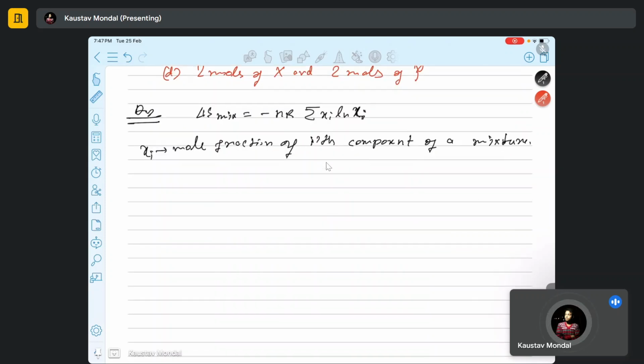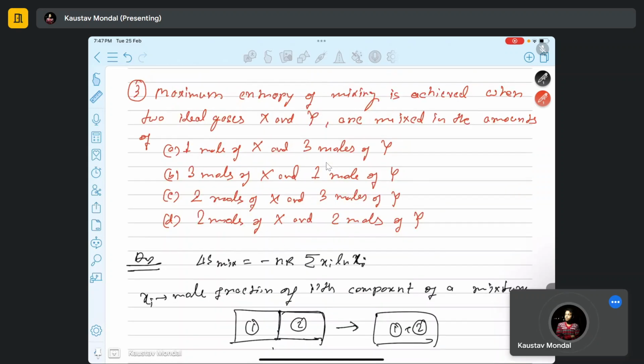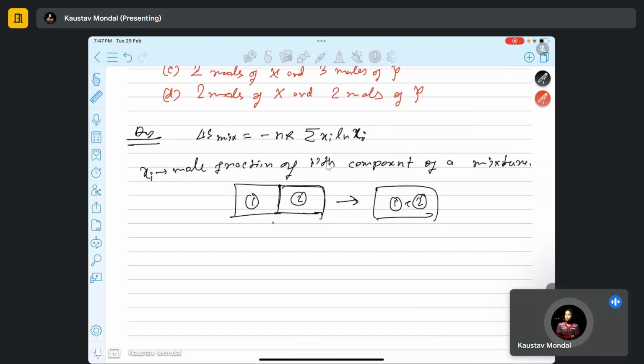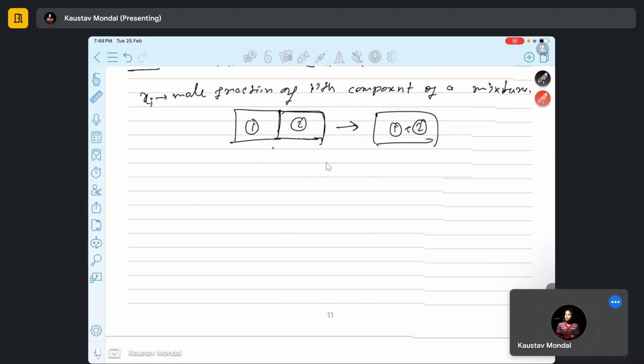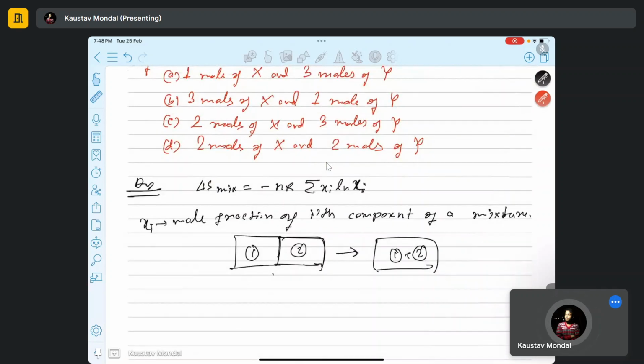Let's suppose there are two gases, 1 and 2, separated by an insulated wall, and when you remove the wall, these two gases will mix up, which enhances the entropy of the whole system. This is called the entropy of mixing, and this is the formula of delta S mix, the amount of entropy that is incremented due to the mixing process. Now for each of these four options we have to find in which case the entropy will be maximized.